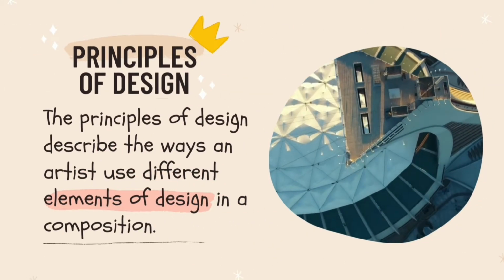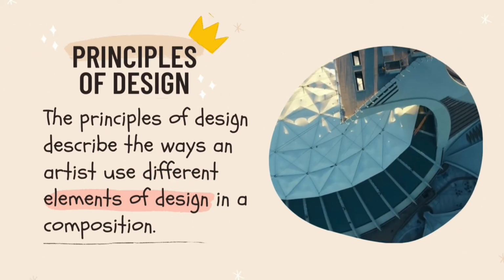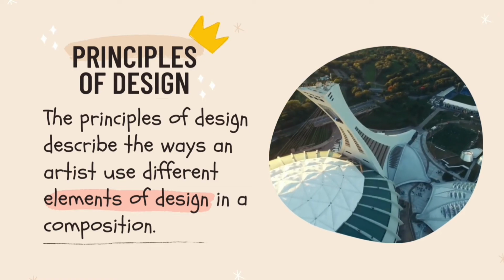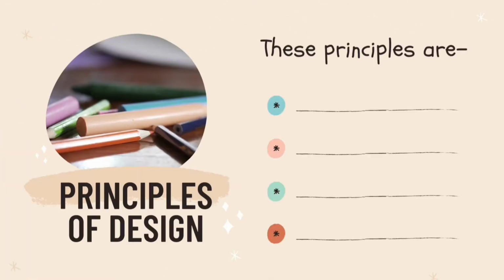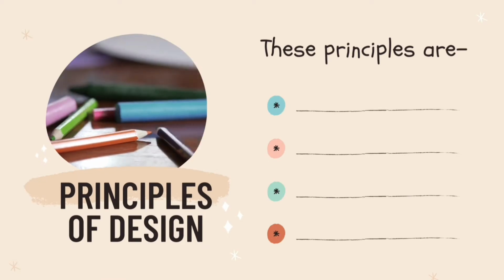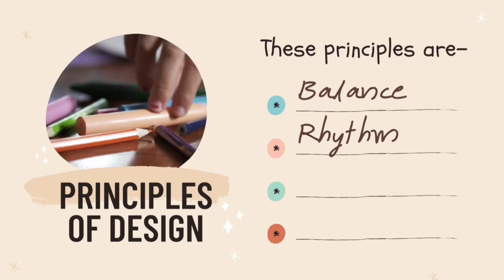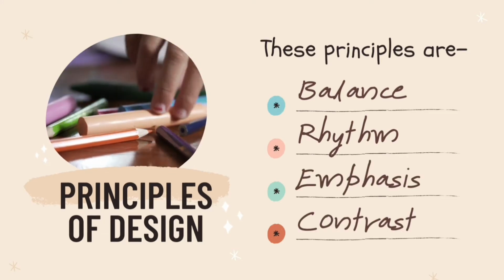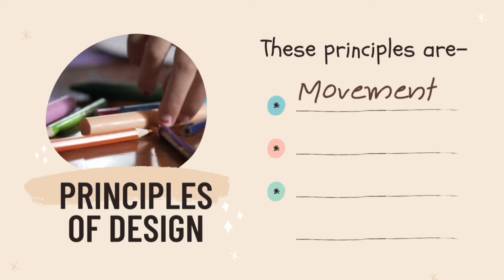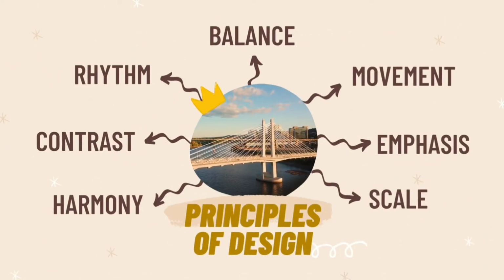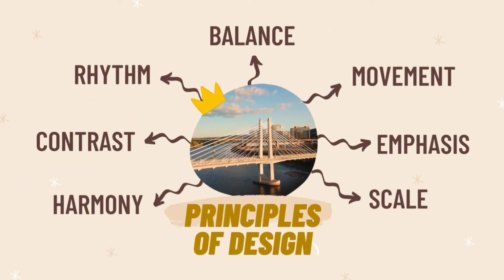Principles of design. The principles of design describe the ways an artist uses different elements of design in a composition. There are 7 principles of design, and they are balance, rhythm, emphasis, contrast, movement, harmony, and proportion and scale. We'll be discussing each of them in detail.